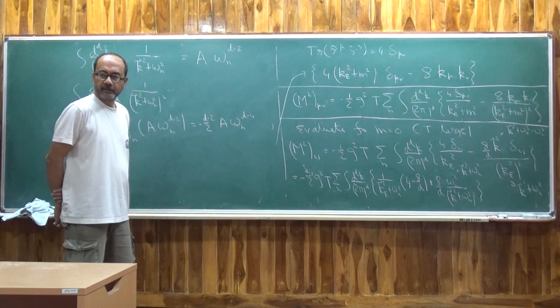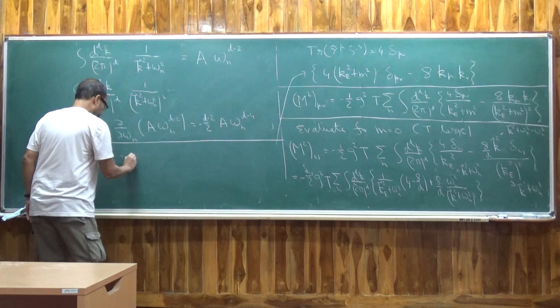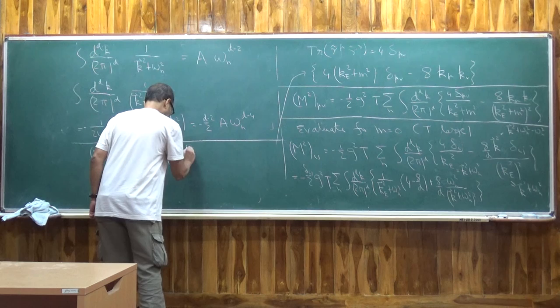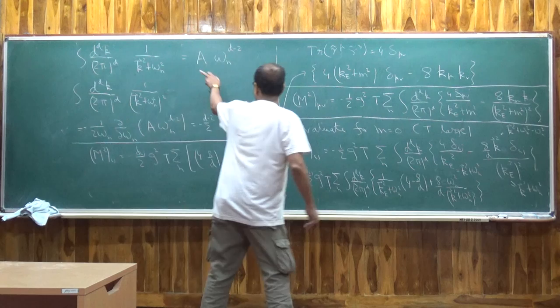Okay. So let's calculate m square ij. So this is minus delta ij by 2 g square t sum over n. And now I'm going to write the result of this integral. So first, we get 4 minus 8 by t times integral d dt over 2 pi 2 dt over this, that's this one, a omega n to the power t minus 2.